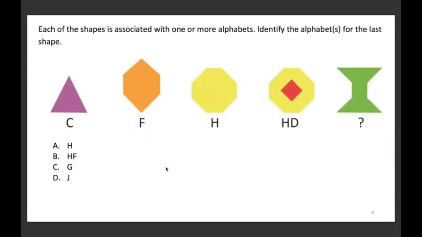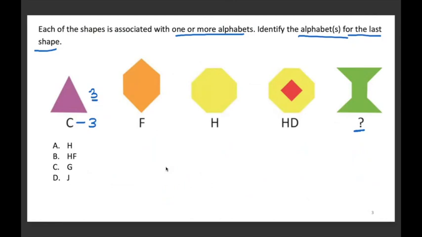Each of the shapes is associated with one or more alphabets. You have to identify the alphabet or alphabets for the last shape. The alphabet for this shape is what you have to find. Okay, let's do this. So here we have a 3-sided figure and the letter C. C's position in the alphabetical order A to Z is 3rd. Also, it corresponds to the 3-sided figure.